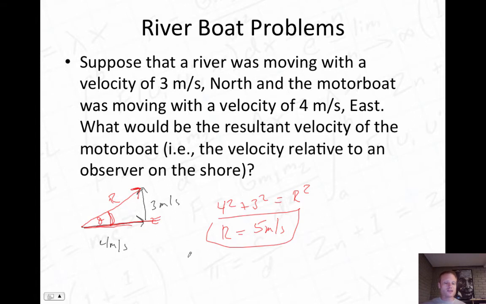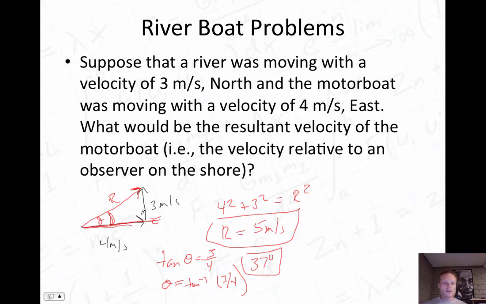To figure that out, I would just take the tangent of theta equals opposite, which is 3, over adjacent, which is 4, so 3 over 4. I have to take the inverse tangent, so it'd be inverse tangent of 3 over 4. If you do that math, I get about, I'll round up, about 37 degrees from east. So that's an example of one type of riverboat problem.